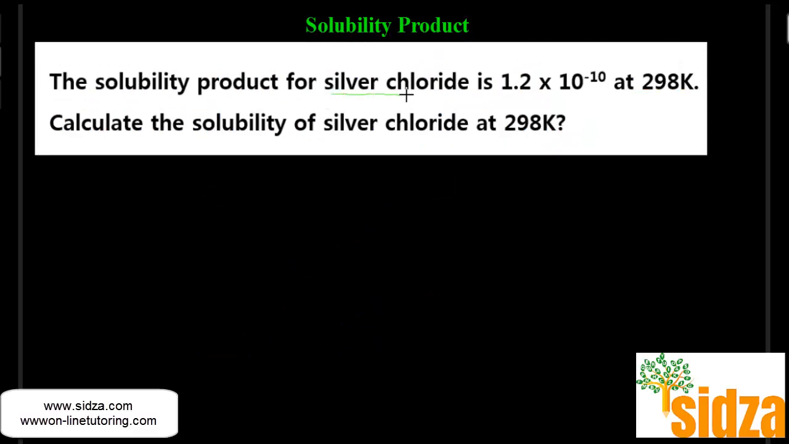A silver chloride compound, its solubility product is given here. We have to find out the solubility of the silver chloride. AgCl dissociates into Ag positive and Cl negative. 1 silver chloride produces 1 silver ion and 1 chloride ion. Let's suppose S is the solubility of the silver chloride. So again, the concentration of the silver ion will be S, and the same will be the concentration of the chloride ion.